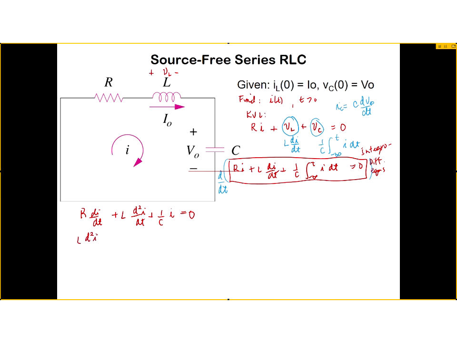So I will rewrite this in descending orders of the derivatives. So L d squared I/dt squared plus R dI/dt plus 1 over C I is equal to 0. Okay? And no, it's not separable anymore. Separable differential equations apply only to first order. This is now second order. So the way we're going to characterize this is it's a second order homogeneous differential equation, right? Homogeneous because 0 on the right side, and it's constant coefficient and linear. Okay? Now with all those terms, yes.